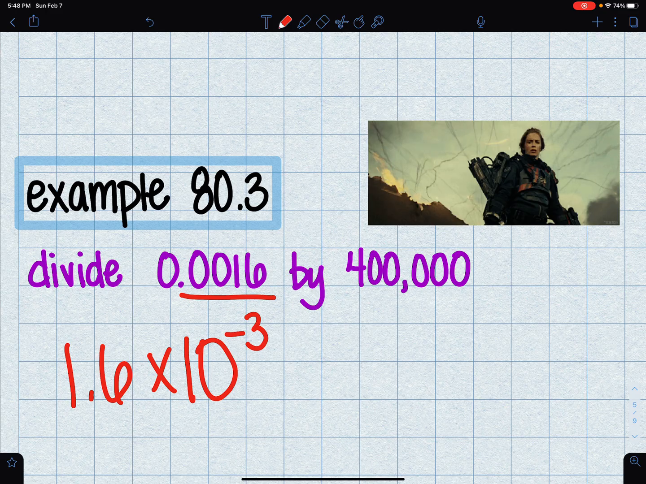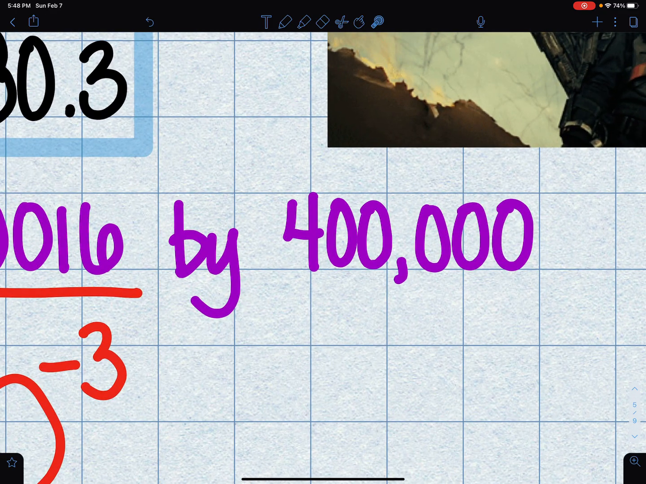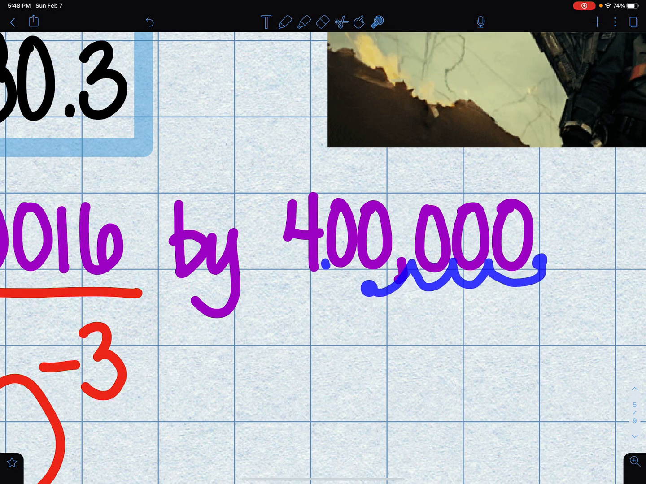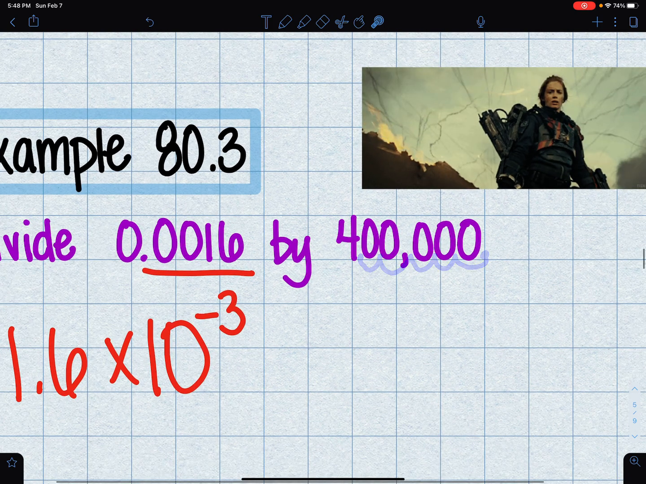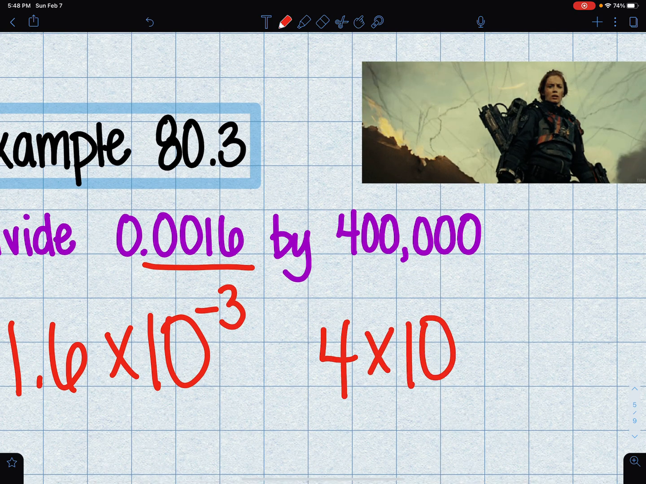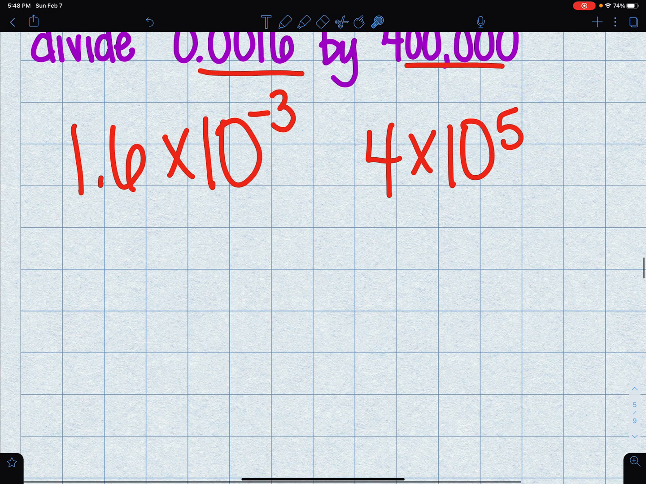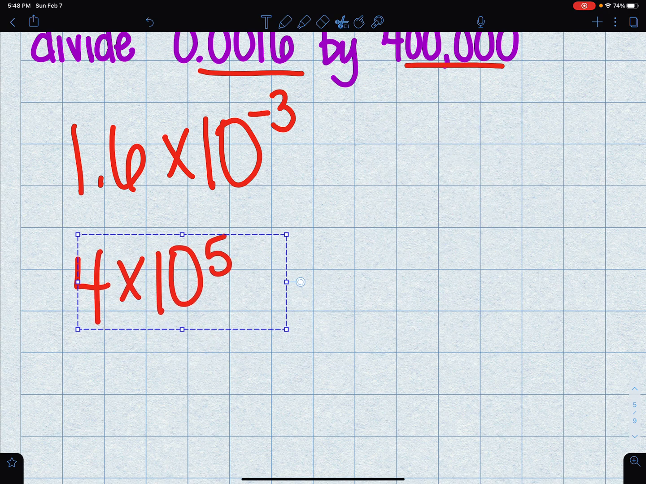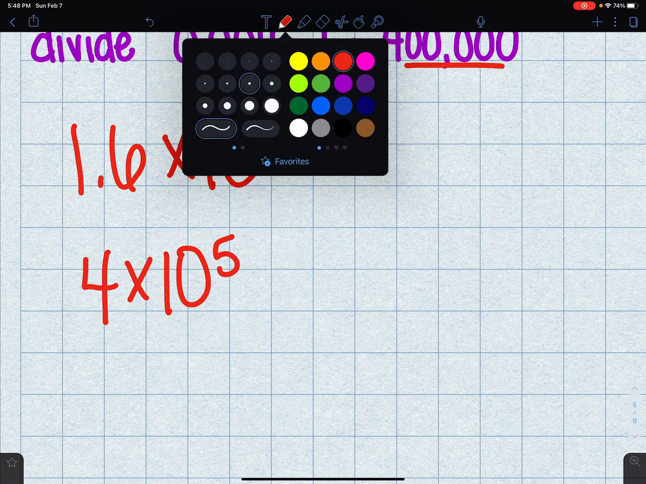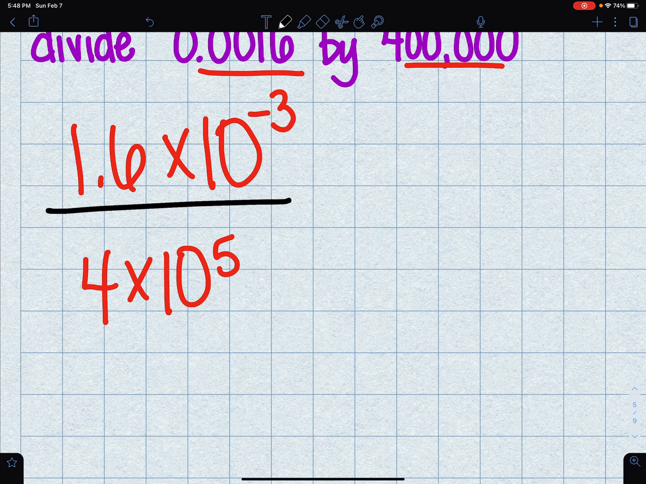Okay, now what about this 400,000? So the decimal is here, we want it here. So how many times do we have to move it? 1, 2, 3, 4, 5. So this is going to be 4 times 10 to the 5 because I made this number smaller, so I have to make this a big number to multiply it. All right? Okay, so now we're dividing, so this is actually a fraction. Oh, okay. All right, we can handle that. Forgot we were dividing. So let's take this number and put it right there and draw a divide sign. Now this is our problem.